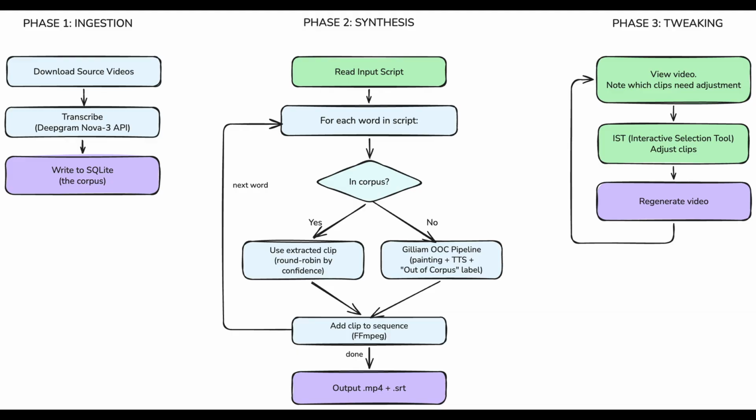You watch the output, note which clips need adjustment, go into the interactive selection tool to trim or swap them, and regenerate. This loop is where the video really comes together. The Gilliam animation took quite a bit of time to get right. Some of the early attempts were honestly terrifying.